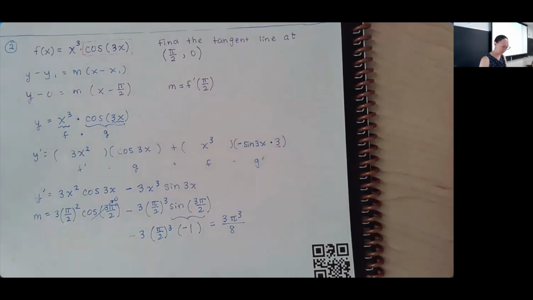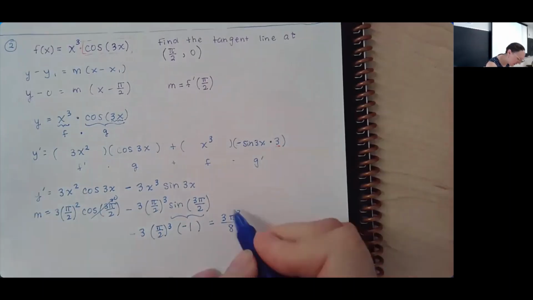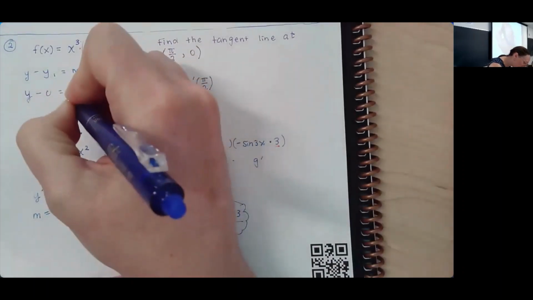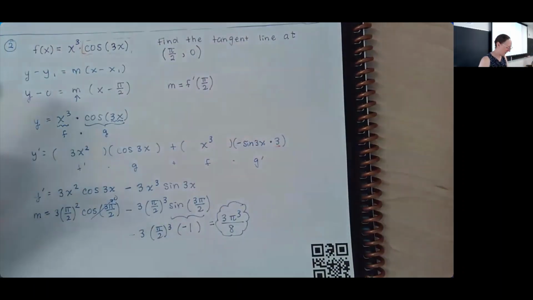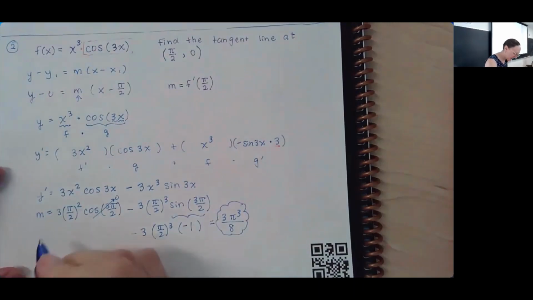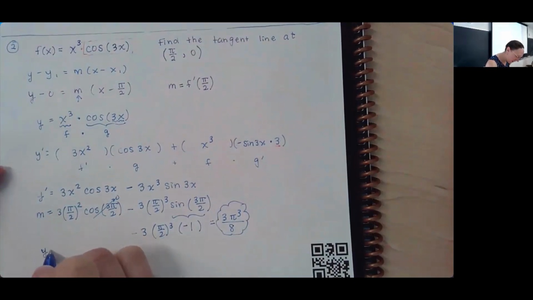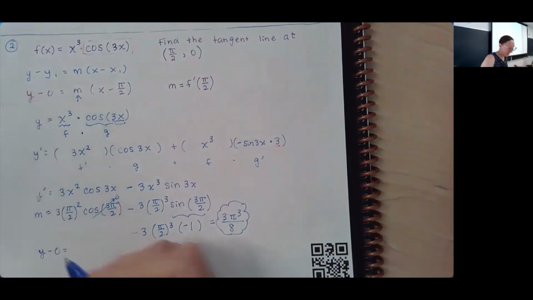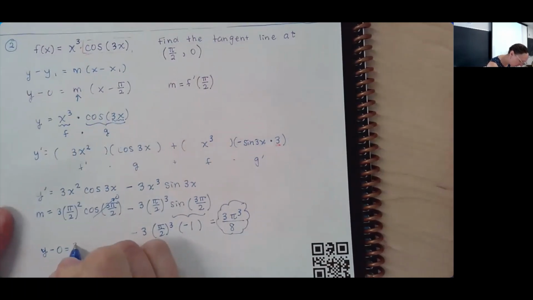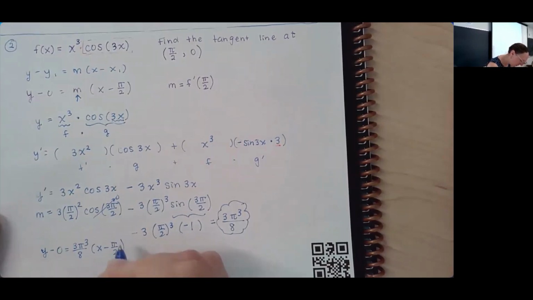So for my final answer, I just need to take that slope and stick it in right there. So I am looking at, I think I can squeeze it in here, y minus 0. I could actually leave the 0 off if I wanted to, times that slope, 3 pi cubed over 8, times x minus pi over 2. And that's going to be my equation.